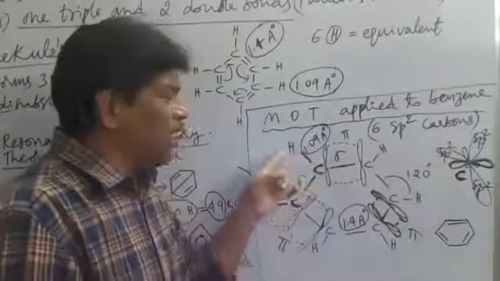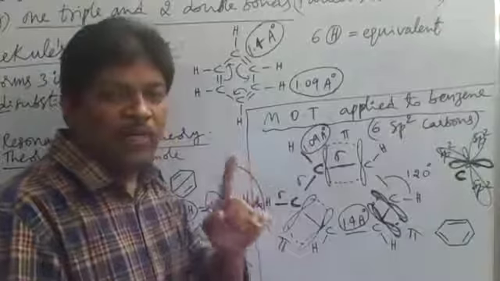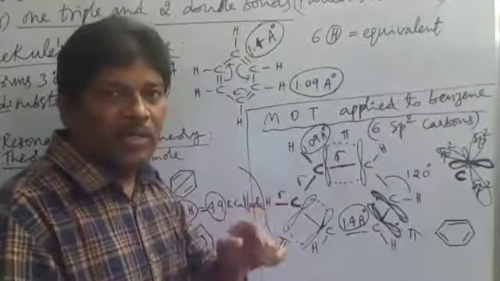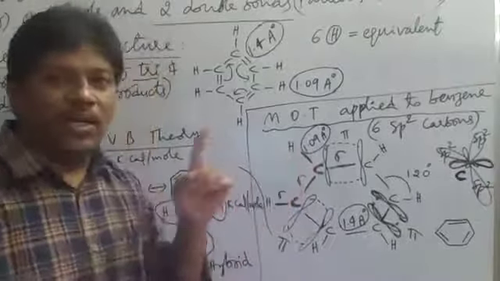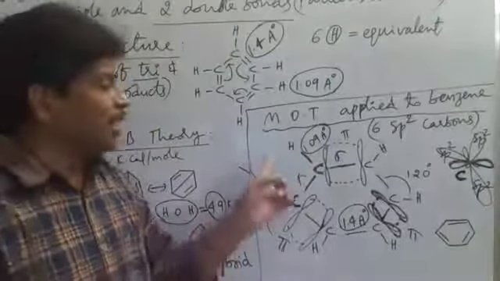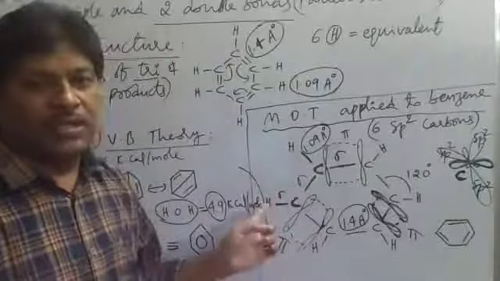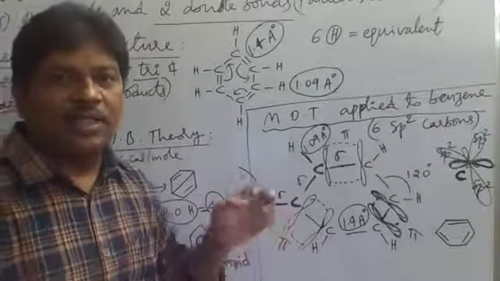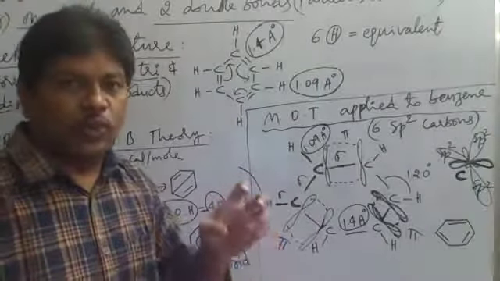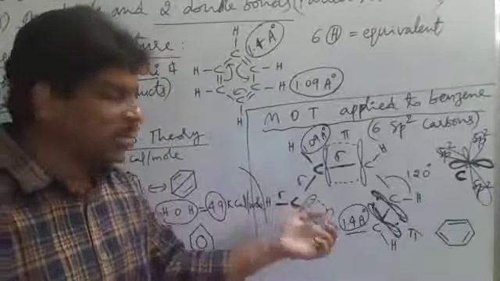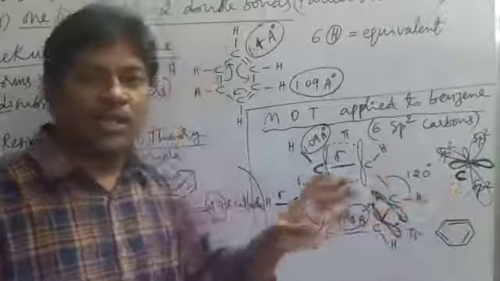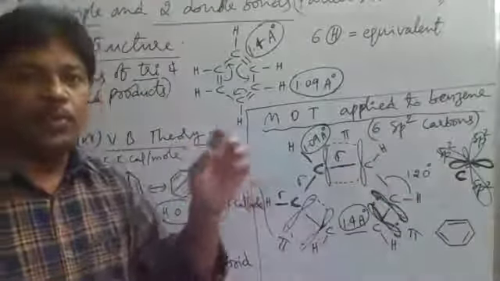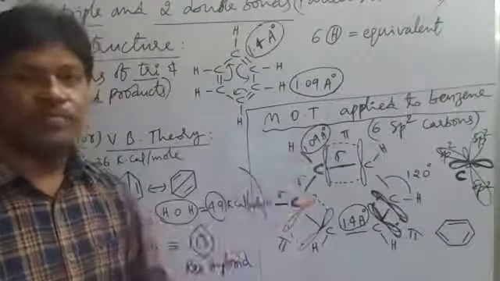Next, every hydrogen has one s orbital, which is a pure s orbital. So there are 6 hydrogen atoms in benzene, and 6 hydrogens contain 6 pure s orbitals. So 6 pure orbitals from 6 hydrogen atoms and 6 pure p orbitals from 6 carbon atoms. Totally 6 plus 6, 12 pure orbitals are present in benzene.